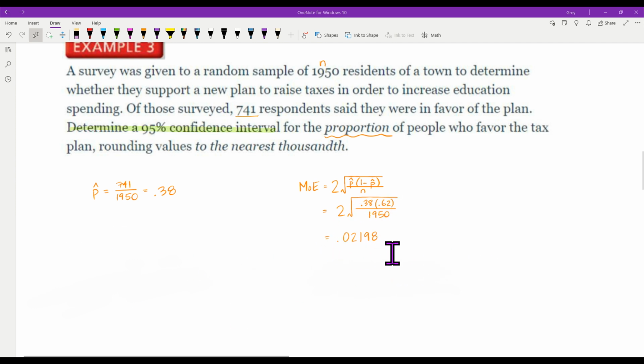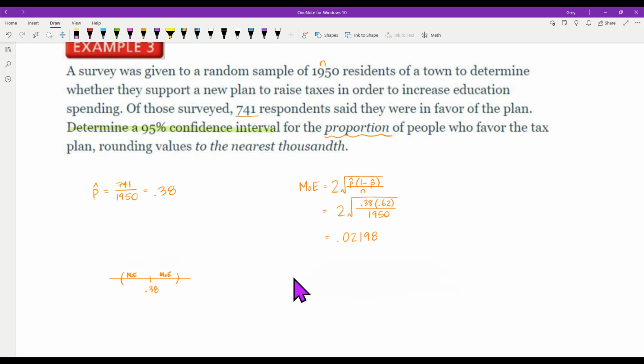So I have my margin of error. Remember, you think about your interval, okay? And my median point is 0.38. So I'm going to add and subtract my margin of error. When I take 0.38 and subtract 0.02198, I'm going to get a number, and I'm going to do 0.38 plus that.